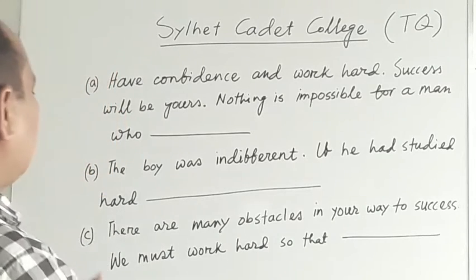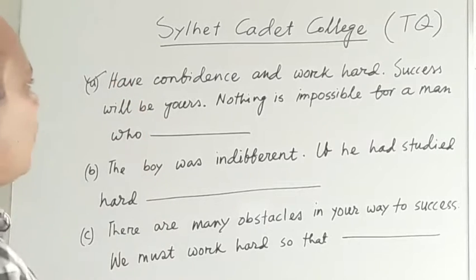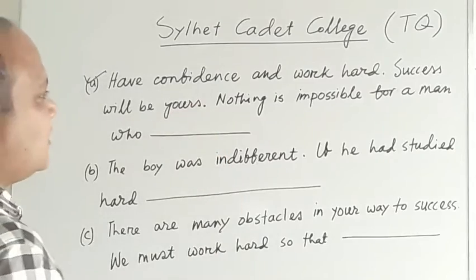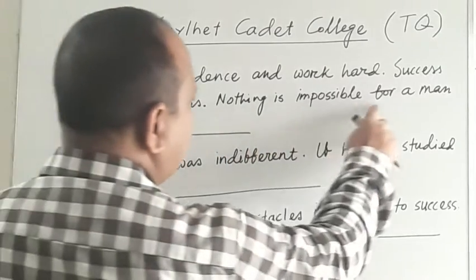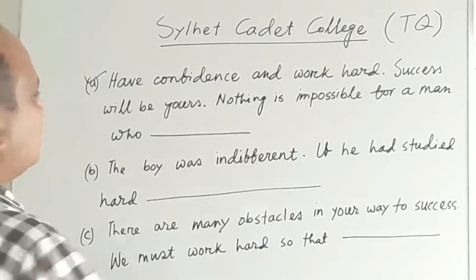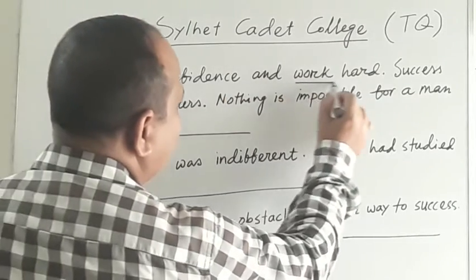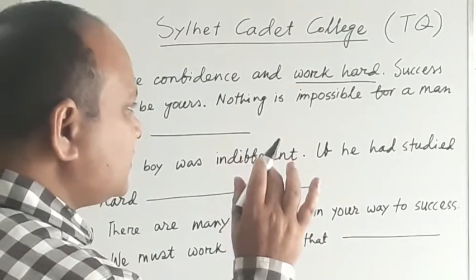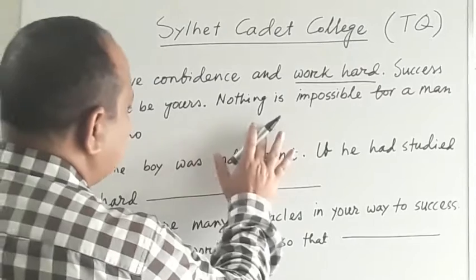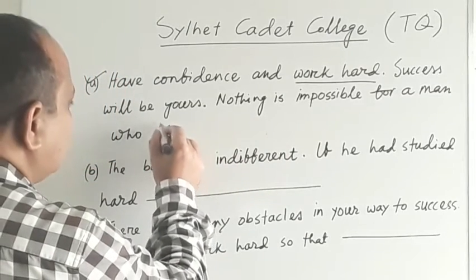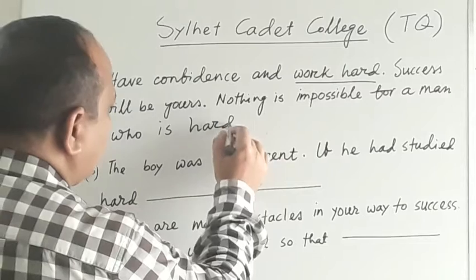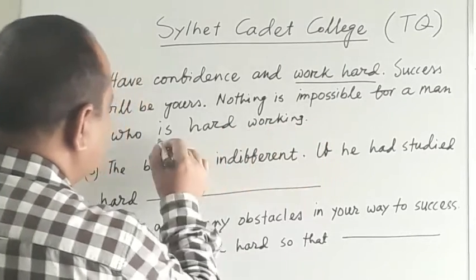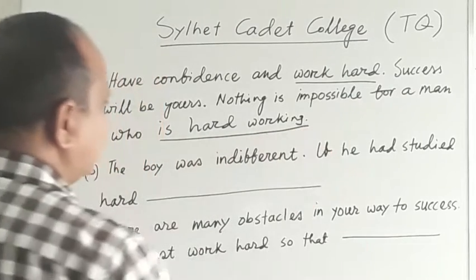Look at the first one. Have confidence and work hard. Success will be yours. Nothing is impossible for a man who. So we can say, have confidence and work hard. Mind it, success will be yours. Nothing is impossible for a man, so we can definitely write who is hardworking. So this is a relevant sentence.